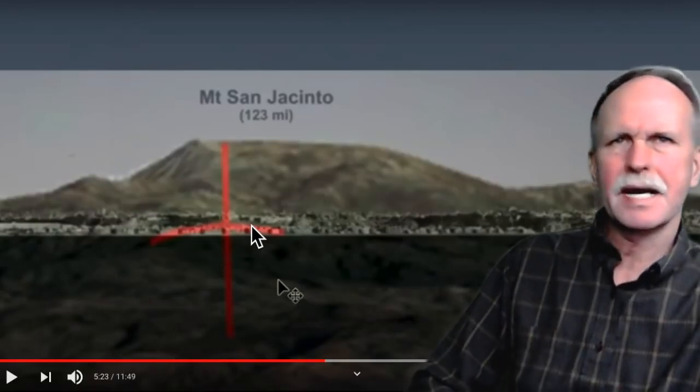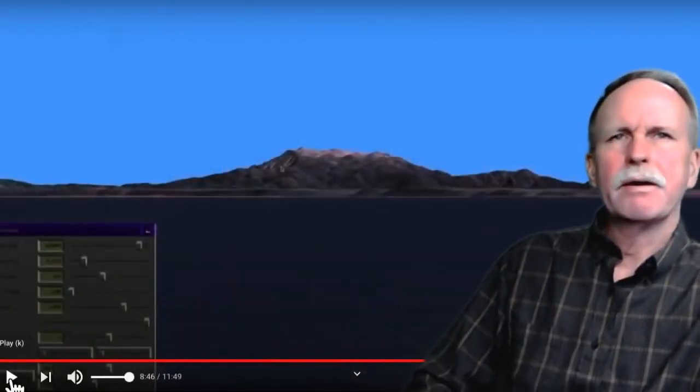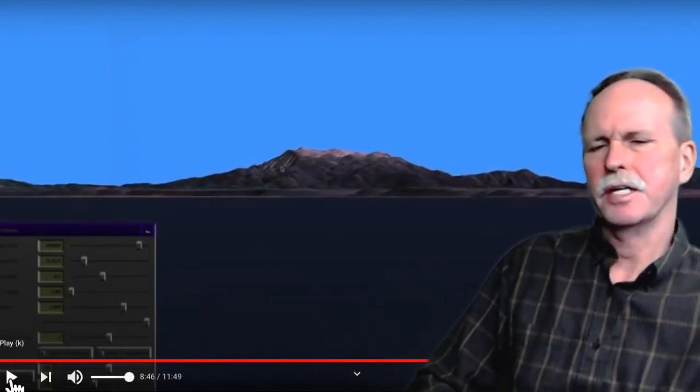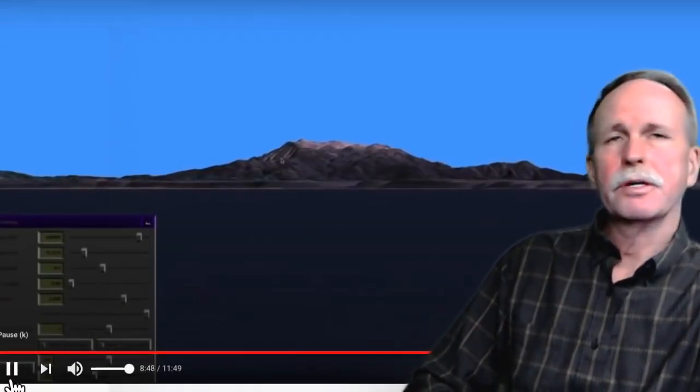So let's go ahead and see what's happening here. So here's the shot of the mountain as J. Tolan sees it. Let's go ahead and take out the curve of the Earth.